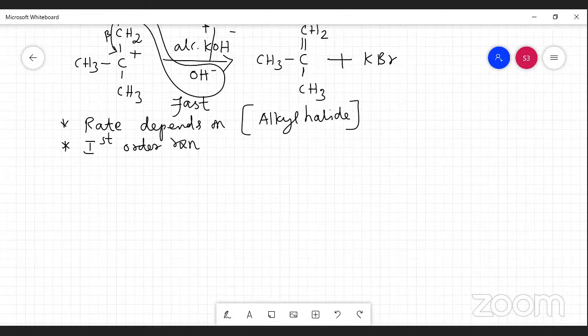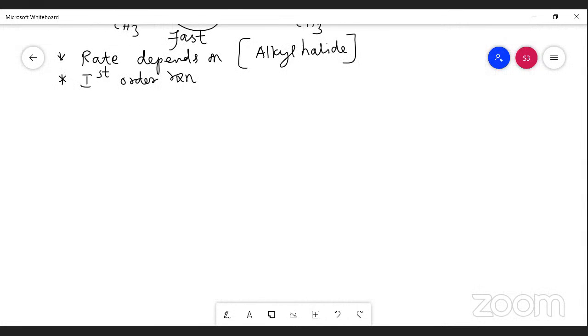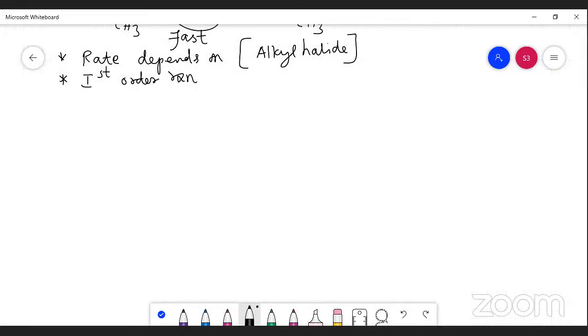Okay. So the E2 reaction is most favorable for a primary alkyl halide, and the E1 reaction is most favorable for a tertiary alkyl halide. Okay, and so we have completed the elimination reaction, and next, the third one we are going to see is reaction with the metals.